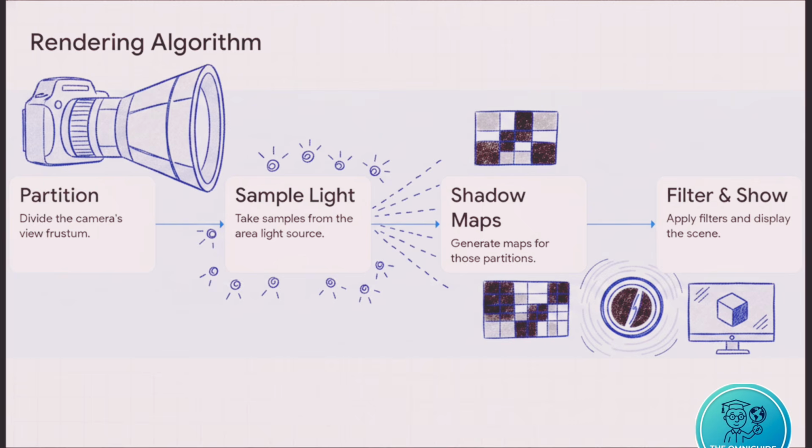Step 1, partition the frustum. Step 2, take light samples. Step 3, generate shadow maps based on those partitions. And finally, Step 4, filter and display. It sounds pretty straightforward, right? But the true elegance is all in the execution of that very first step.